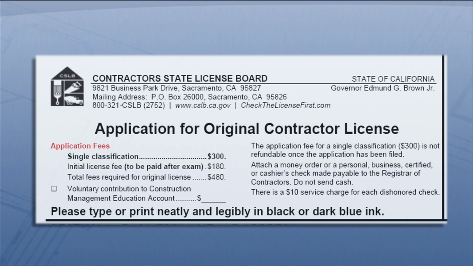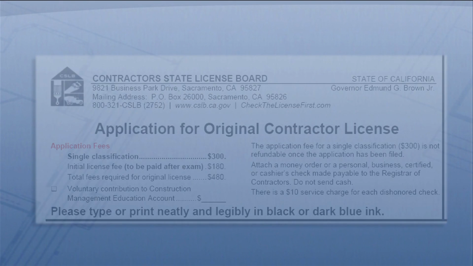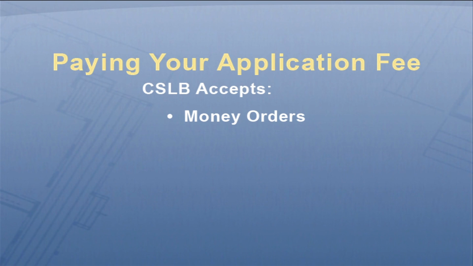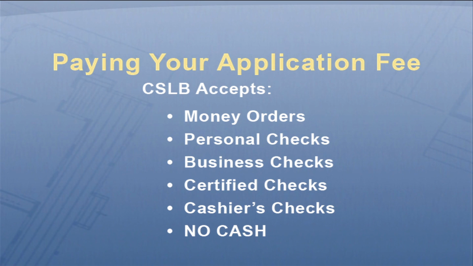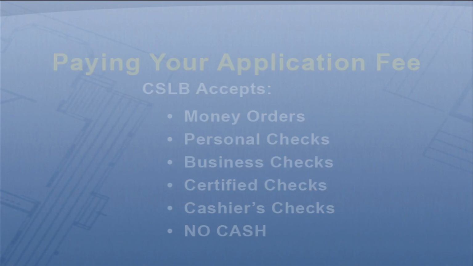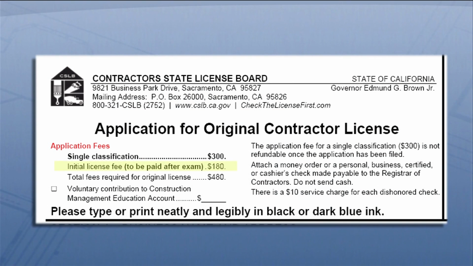Here is the beginning of the application. New license applicants must include a $300 non-refundable fee with the application. CSLB accepts money orders or personal, business, certified, or cashier's checks. Make it payable to the Registrar of Contractors. And please don't send cash. Don't worry about the $180 initial license fee for now. It will be requested after your application has been processed.